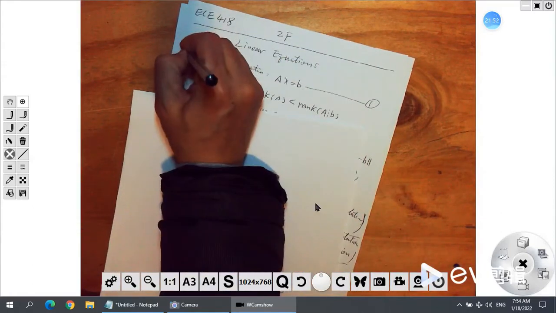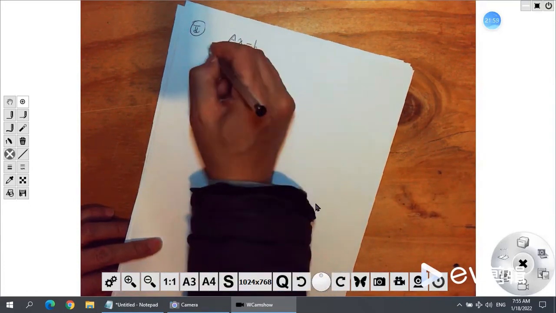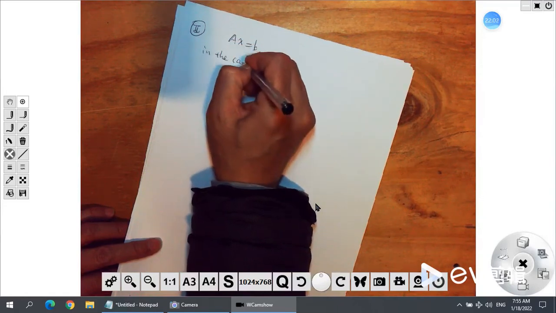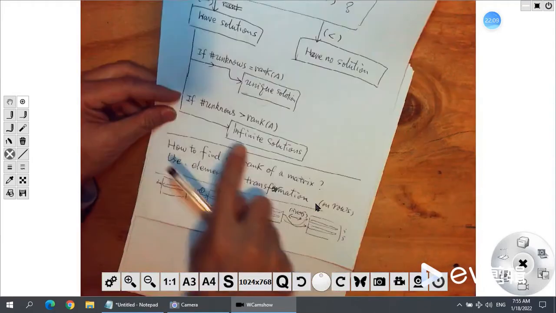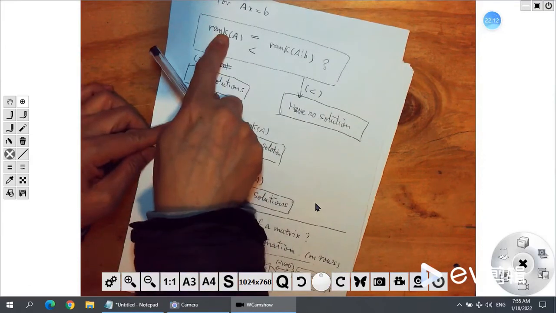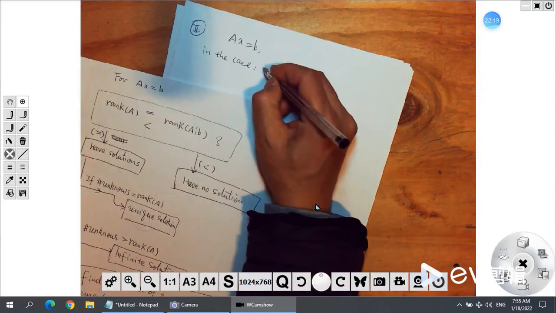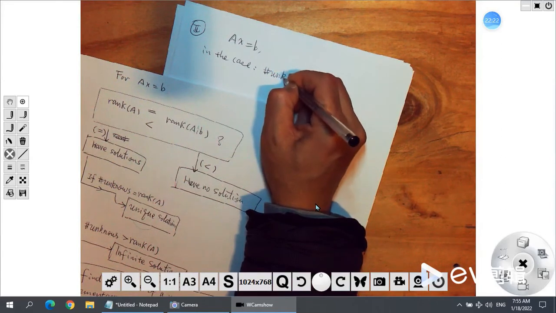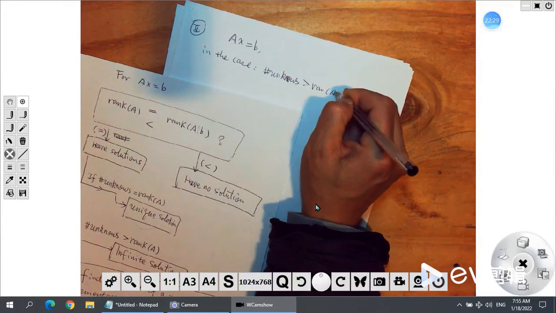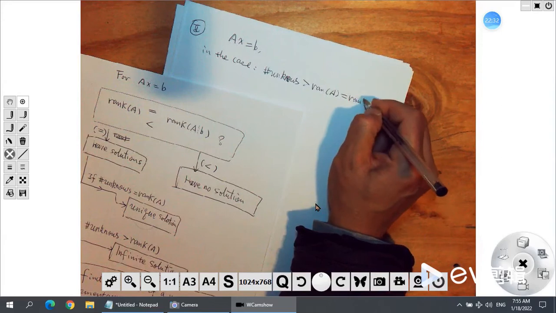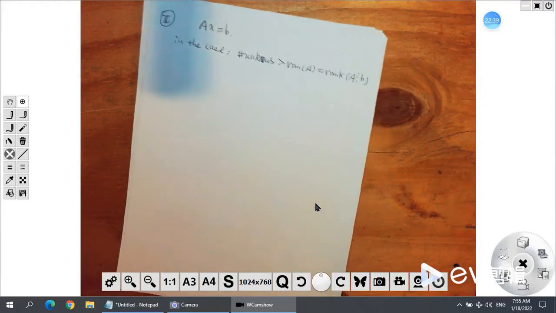Ax equal to b in the case of infinite solutions is here. So this is rank A equal to rank of A and b, and the number of unknowns is larger than the rank of A. So this is the case: the number of unknowns larger than the rank of A, and rank of A equal to rank of A augmented with b. This is the case. Now how to solve it?